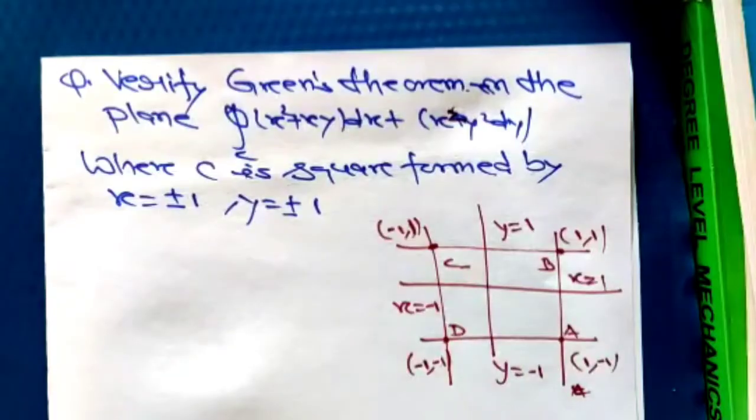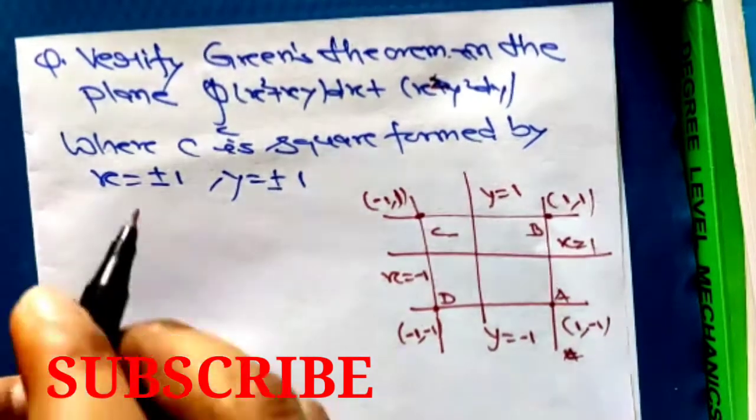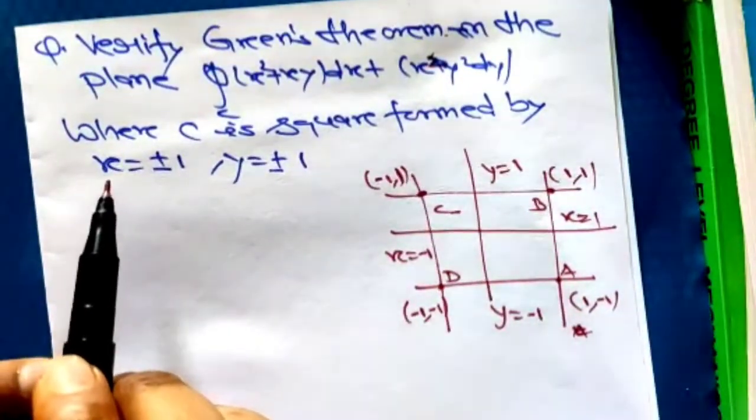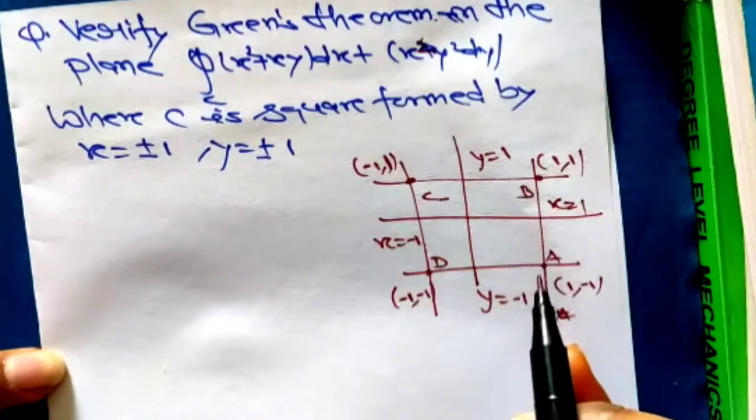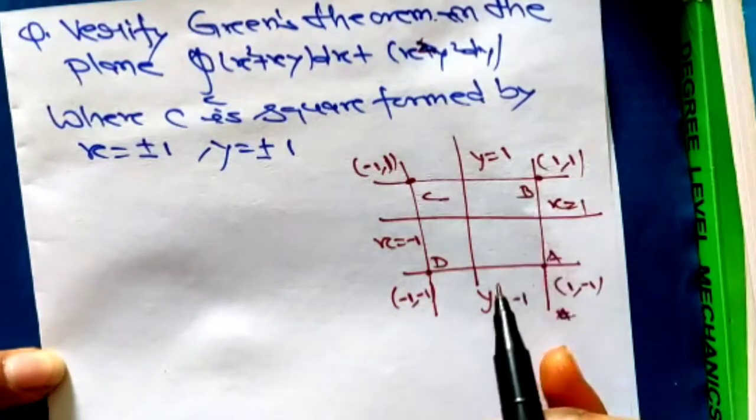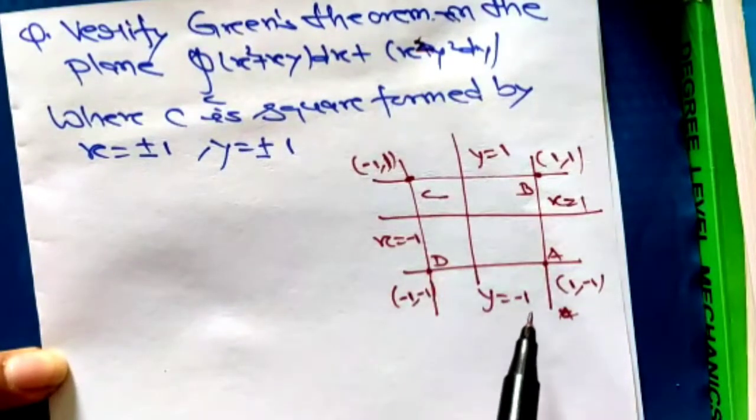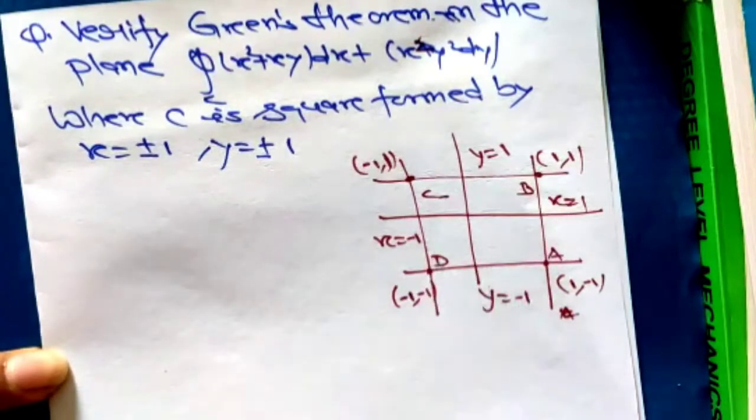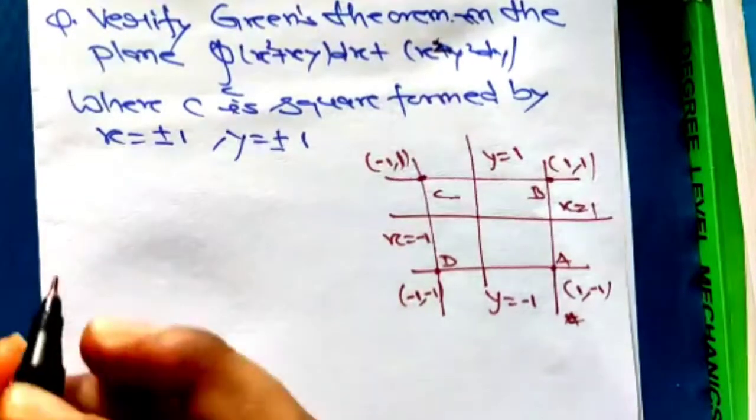Okay. Question is, verify Green's theorem in the plane for the line integral of (x² + xy) dx + (x² + y²) dy, where C is the square formed by x = ±1, y = ±1. So I have already drawn the figure here. So this region is bounded by the line x = 1, which is parallel to the y axis at coordinate (1, 0). Like that we draw y = 1, x = −1 and y = −1. So this is the region bounded by these lines. With the help of Green's theorem, we have to solve this line integral. So let's start.